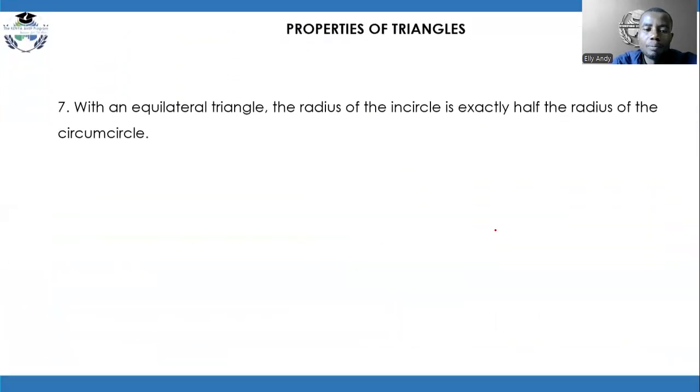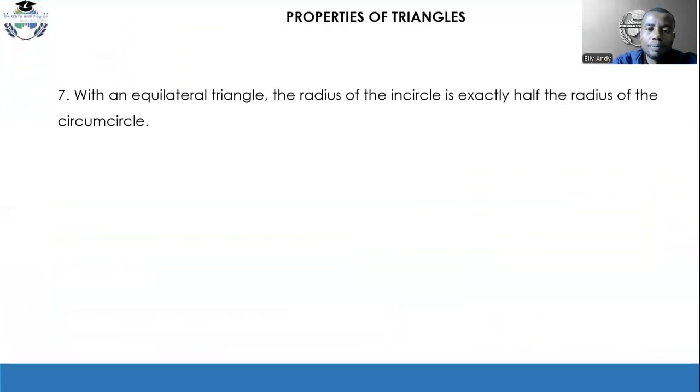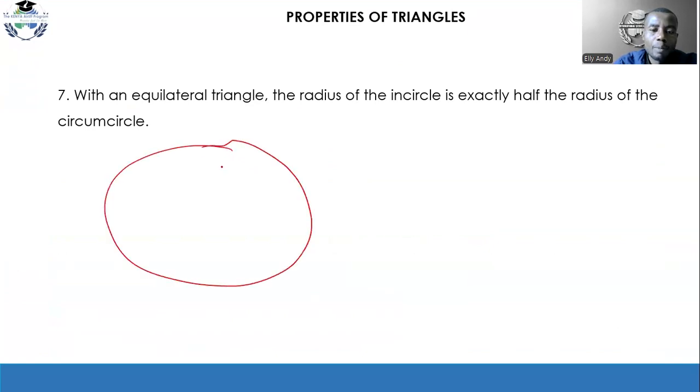Okay, moving on. So for this property, we have that with an equilateral triangle, the radius of the incircle is exactly half the radius of the circumcircle. So again, a sketch is always best for illustration. So let's say we have this. Don't mind my sketching skills. Illustration is what matters here.